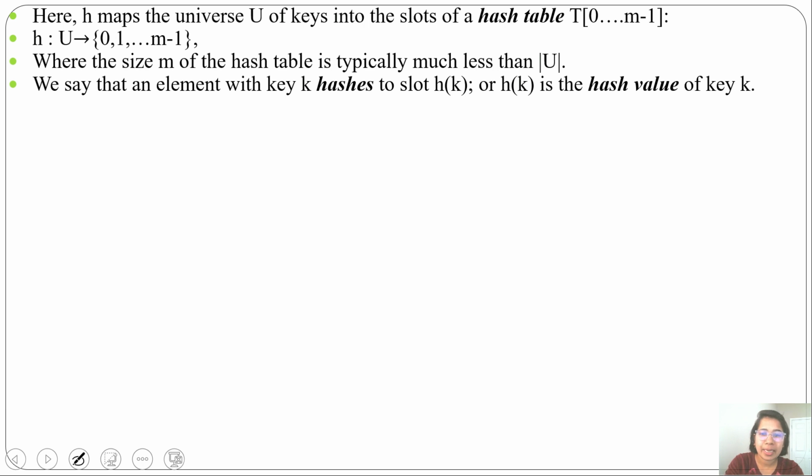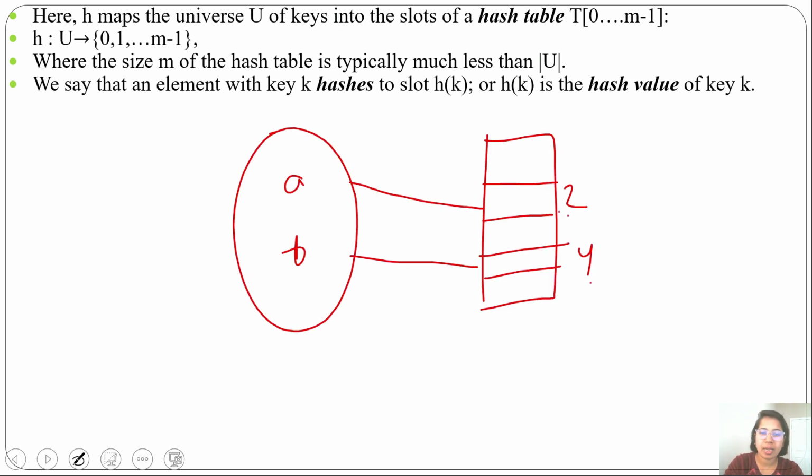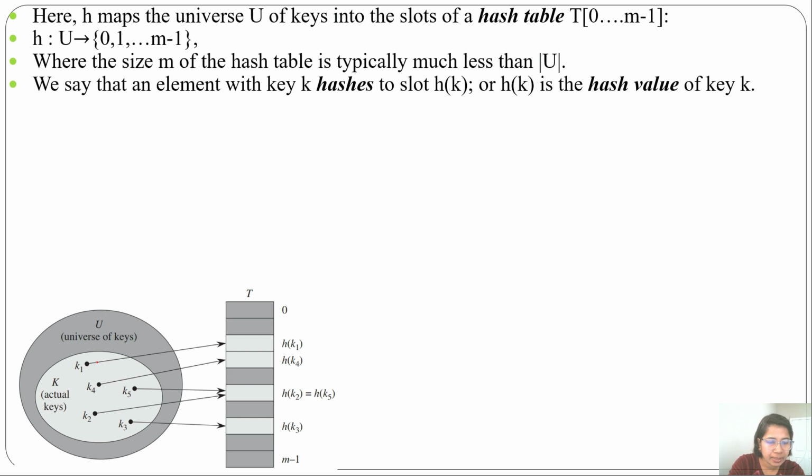We can read it as k hashes to slot h(k), or h(k) is the hash value of key k. So you can read 2 is the hash value for A, 4 is the hash value for B, or A hashes to 2, B hashes to 4. These are our keys and this is our h(k). So k hashes to slot h(k), A hashes to slot 2, or you can say 2 is the hash value for key A. Let's take an example. This is our universe of keys and these are our actual keys K1, K2, K3, K4, K5, and this is our hash table.